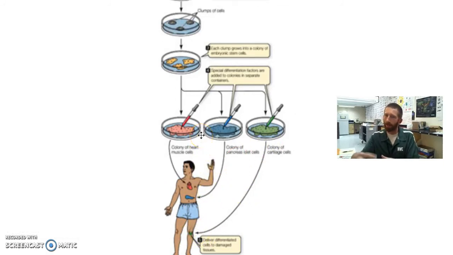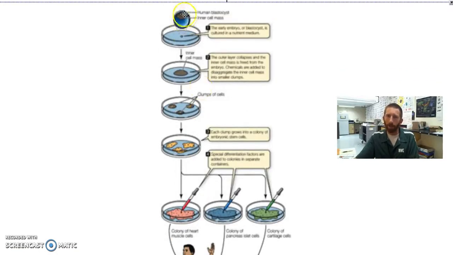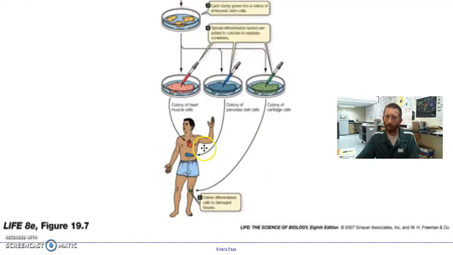So anyways, that's stem cell technology, but here's the catch, right? This embryo right here is going to have different DNA than the person that it's going into. And so it's just going to be like this person got a heart transplant from another person. The heart's going to be more readily available because we can grow it in a petri dish, but their immune system is still going to attack it.